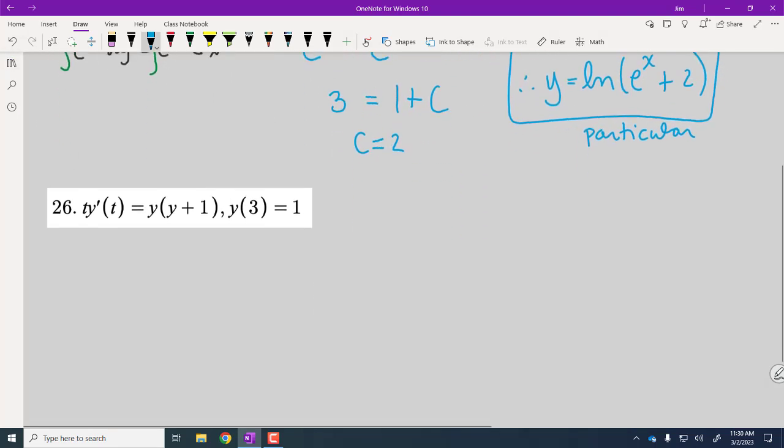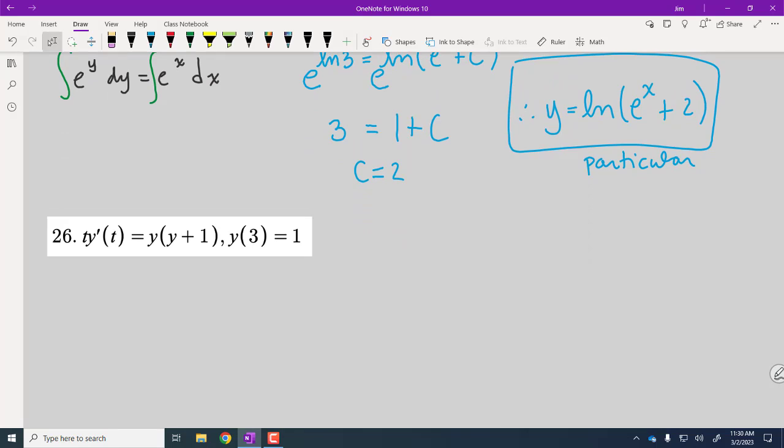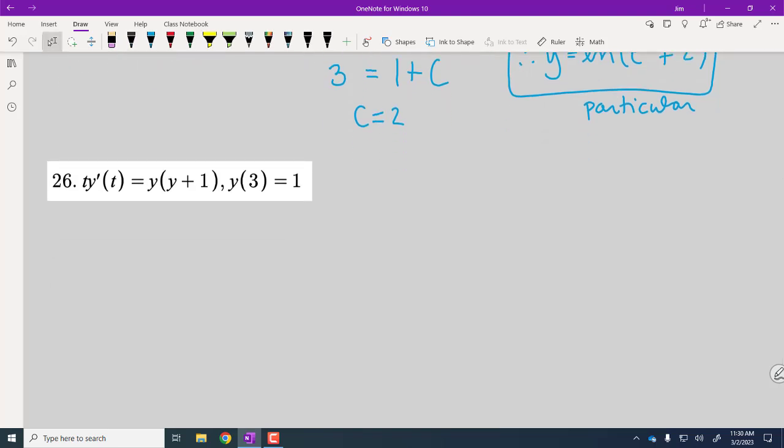All right, so let's go through this one together. Again, the only strategy that we're using in this class is separation of variables. And so it's always a good step to first rewrite any y prime as a dy dt or a dy dx, depending on the independent variable. So we have to be in this differential notation in order to separate the variables.